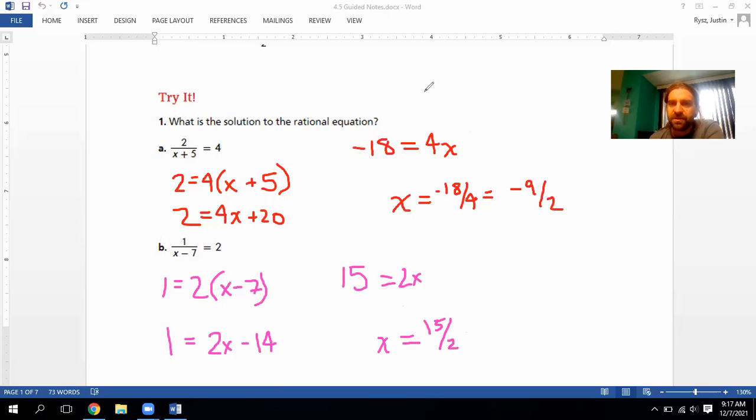The one thing to note here, you didn't have to worry about this here, but on this first problem, we'd have to make sure that x never equaled -5. So if we got that as our solution, we'd have to watch out. Same thing here, we'd have to make sure that x cannot equal 7. We didn't get that as our solution, so we didn't have to worry about that problem.